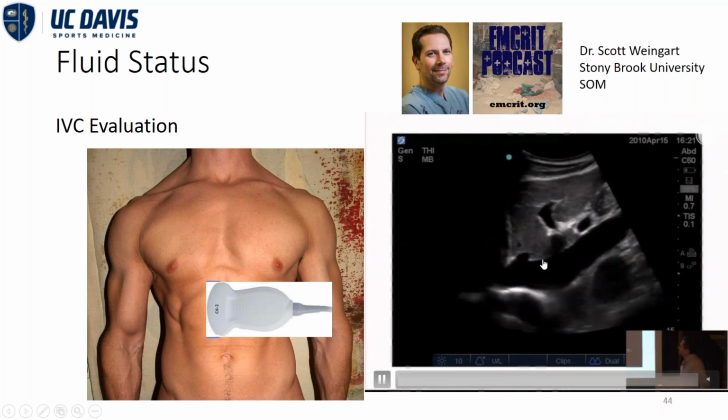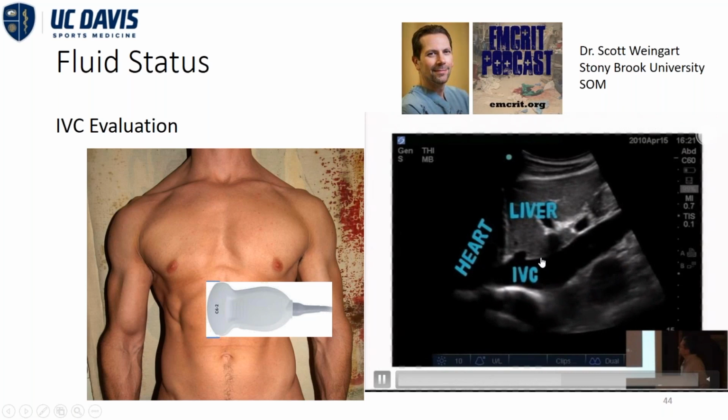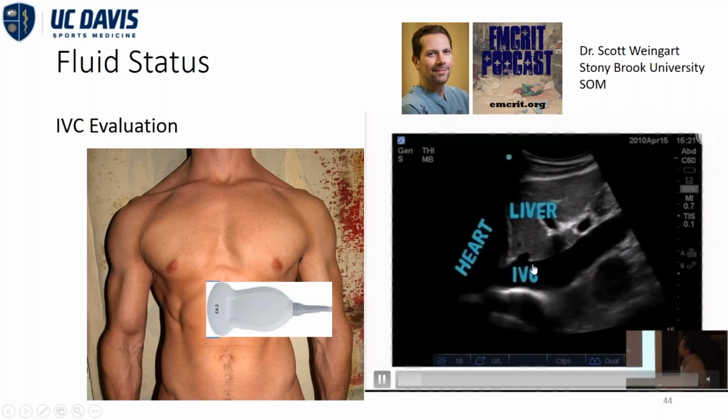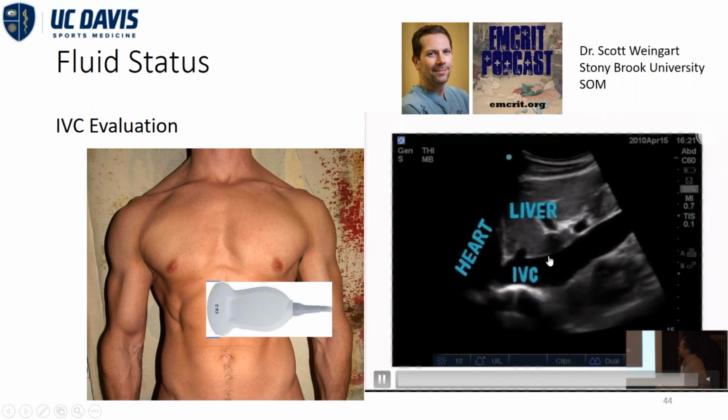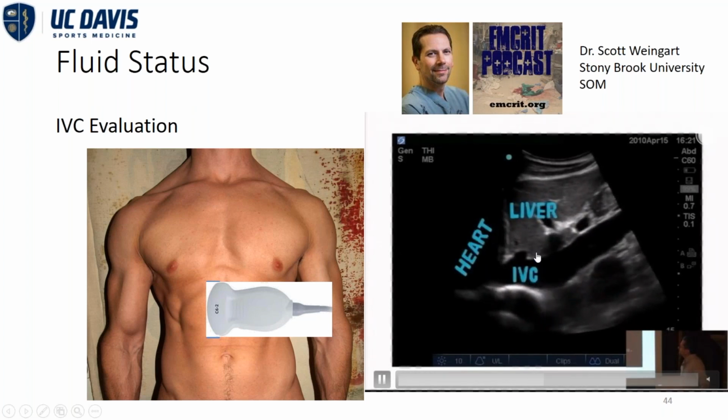Now, if you have them do what's called a sniff test, where you have them take a big breath in quite quickly, that's going to cause collapse of structures within the abdomen. And if they are fluid down and they don't have much fluid in their venous system, the inferior vena cava will collapse down. Let me show you an example of that.